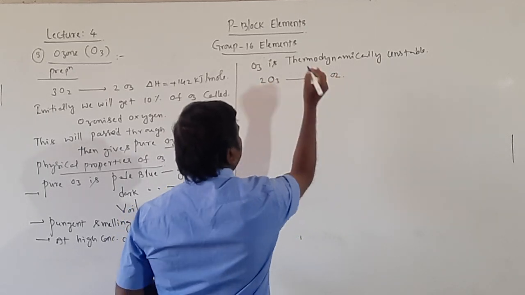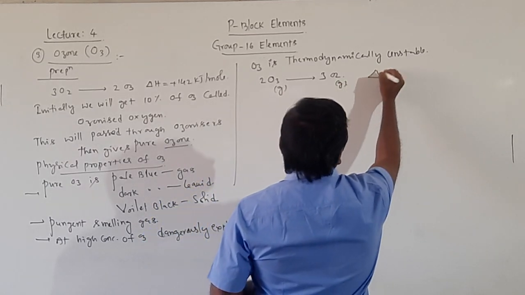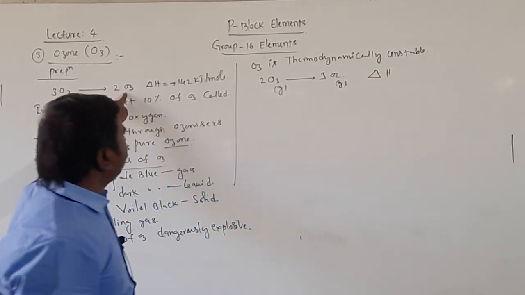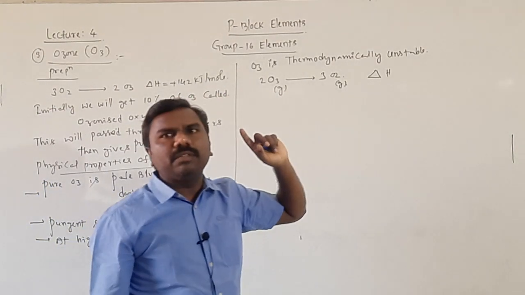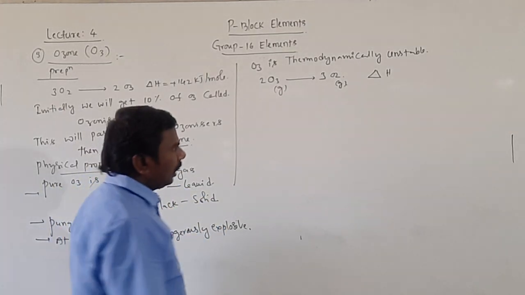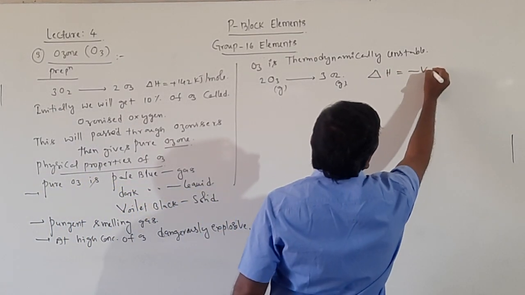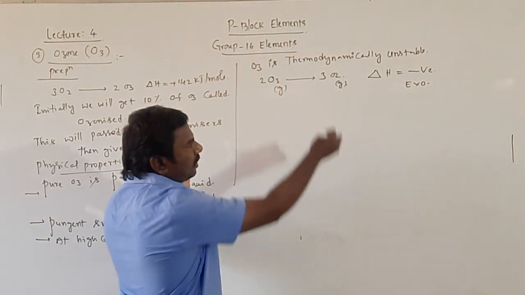2O3 gives 3O2. These are gases actually. So the formation of O3 is positive, and the decomposition of O3 will be negative, the reverse. Then delta H is negative. It is exothermic. You just observe, students.